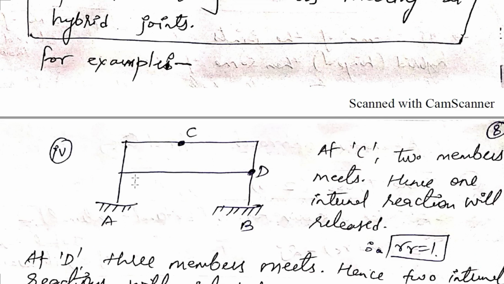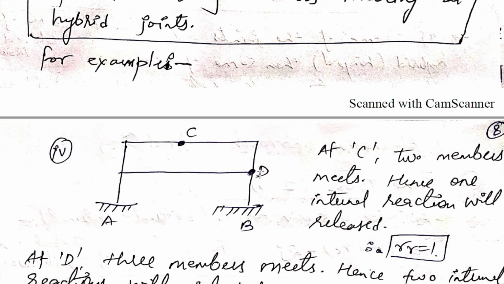If you are having a frame like this, that this is your fixed support at A, this is your fixed support at B here, and this is your internal hinge at C and internal hinge at D here. To calculate your RR value, the number of released reactions, if we look at point C, the number of members meeting here is 1 and 2. The formula is RR is equal to summation of m dash minus 1, where m dash is the number of members meeting at this hybrid joint. So 2 minus 1 is 1. So RR is equal to 1 at point C.